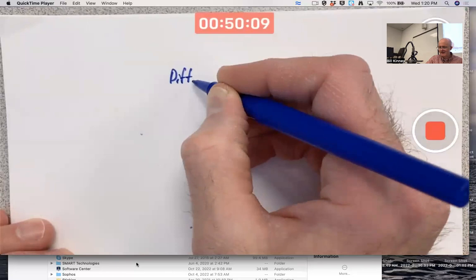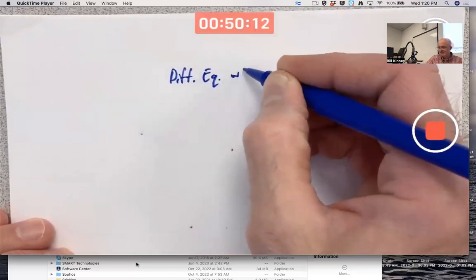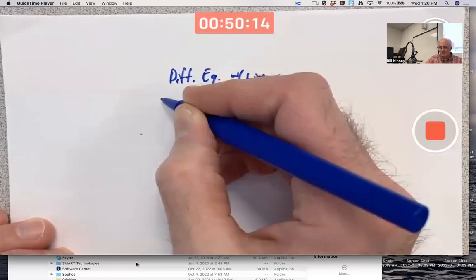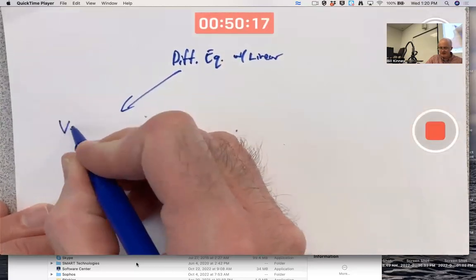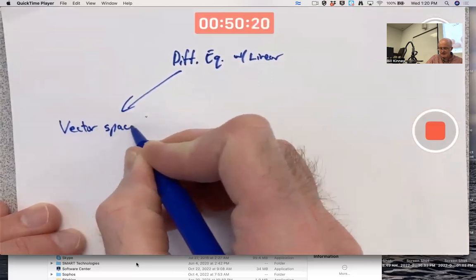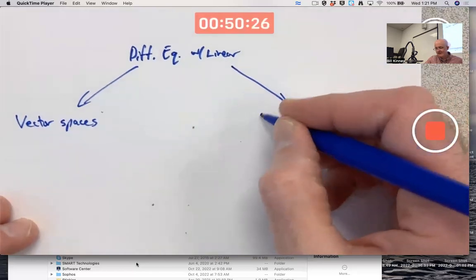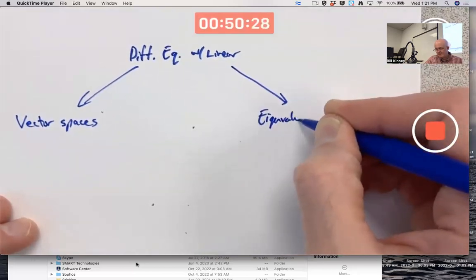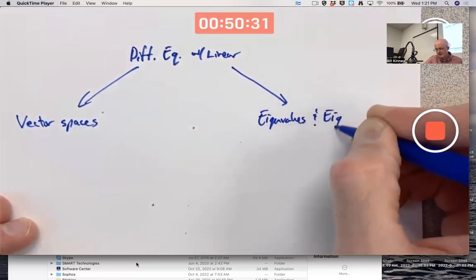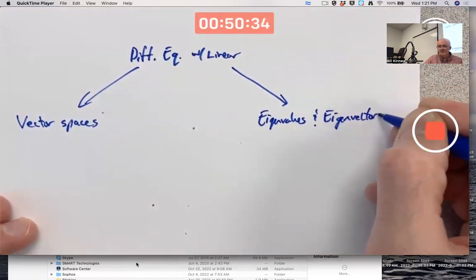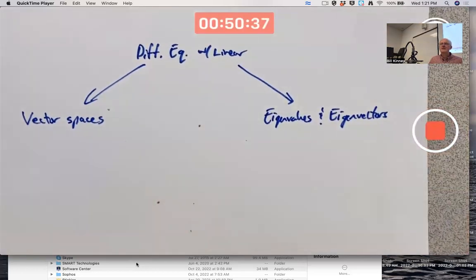Let me still go ahead and label this diffie-q with linear. One track over here is vector spaces. Another track over here is eigenvalues and eigenvectors. Vector spaces are an abstract idea. In the lectures, I do emphasize the abstract nature.